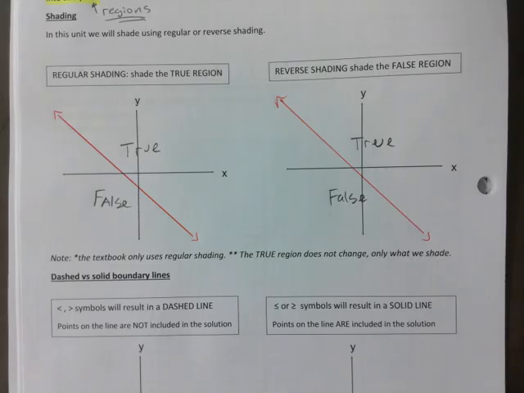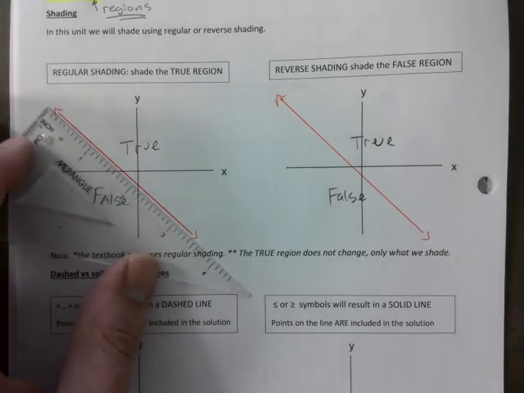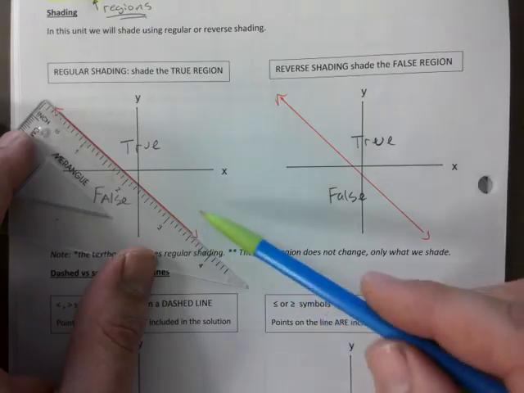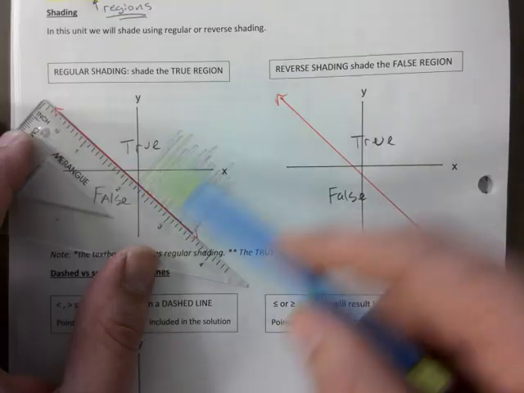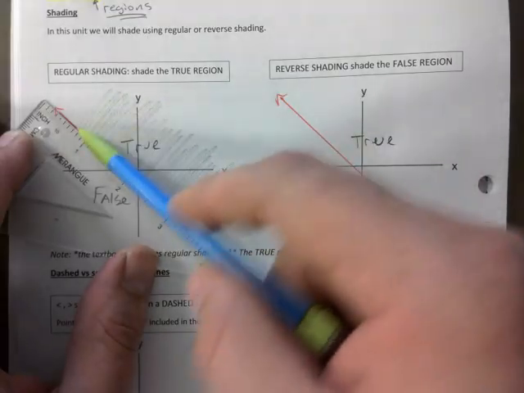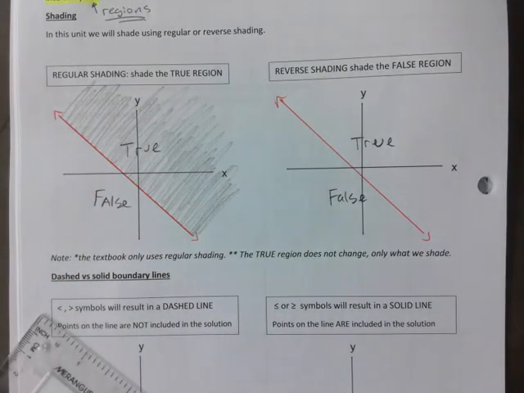If we're using regular shading, we will shade the true region. So in this case, just grab your ruler. That's the best way I know how to do it. Have your ruler right on the boundary line, and everything above that line is shaded.